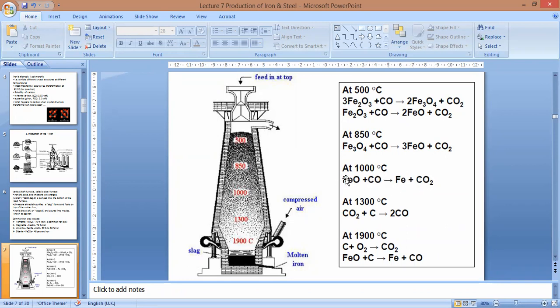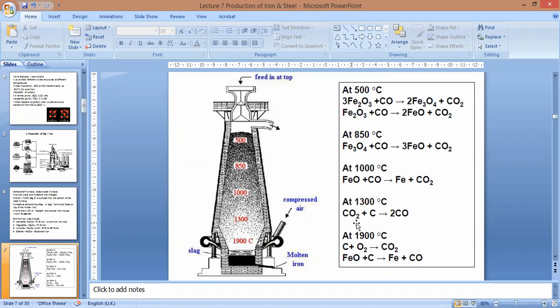Same thing here. So from there, at 1000, what happens to this particular compound when it mixes with carbon monoxide? The oxygen moves to the carbon monoxide, leaving a pure form of iron, okay? And then you have two molecules of oxygen forming carbon dioxide on this end. So this is how you achieve your molten iron.